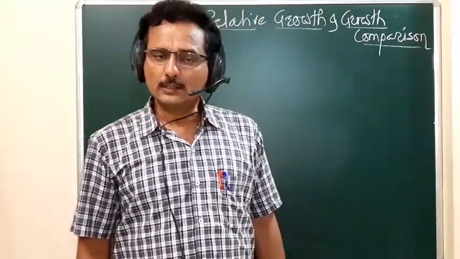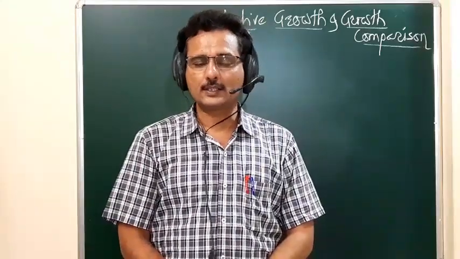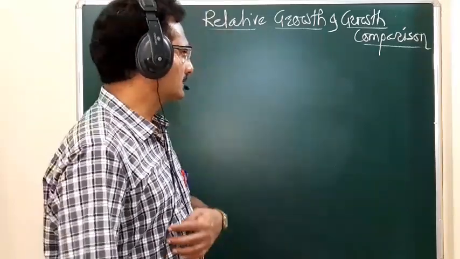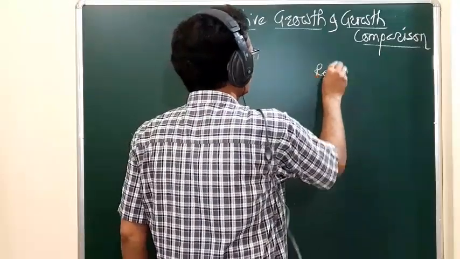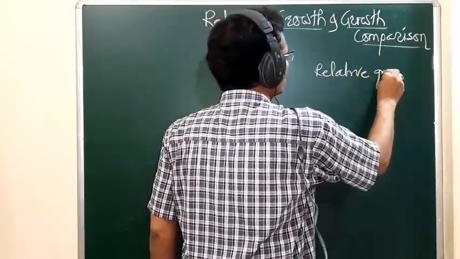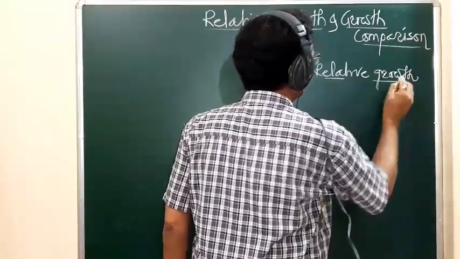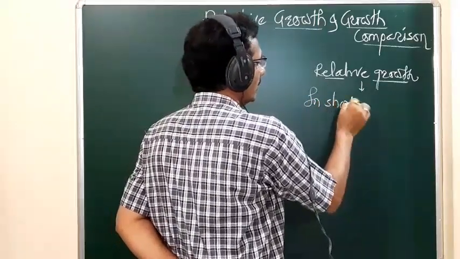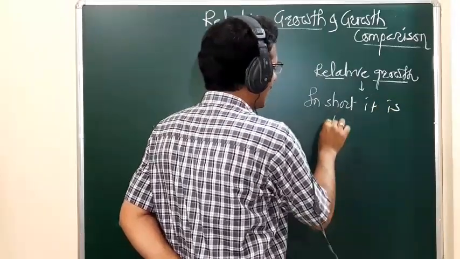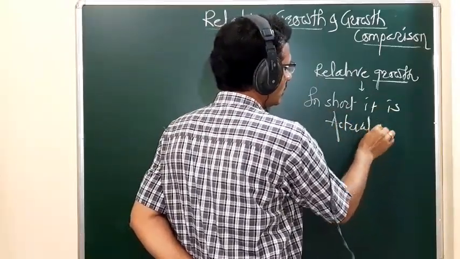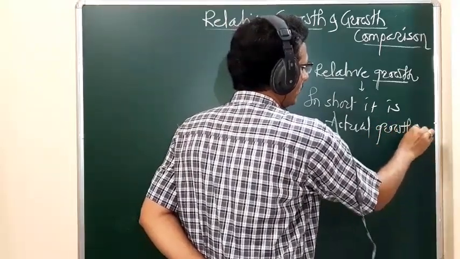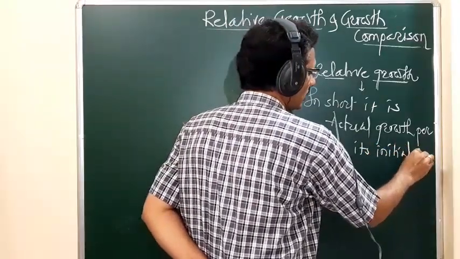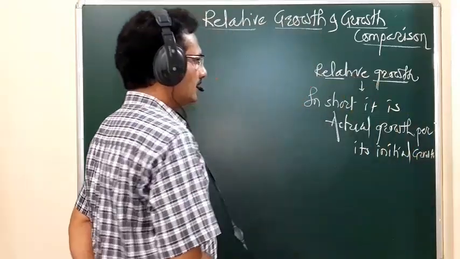Remember, we have to study one example for the study of relative growth. But before that, see what is meant by relative growth. In short, relative growth means the actual growth for its initial growth. It is called the relative growth.